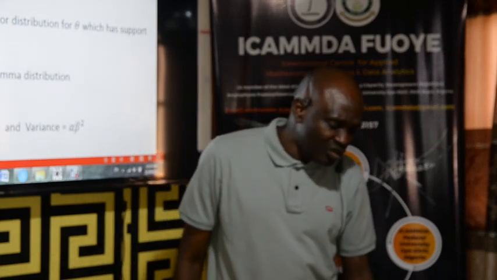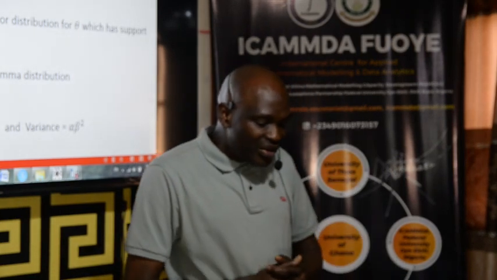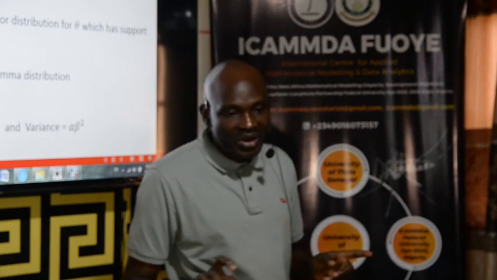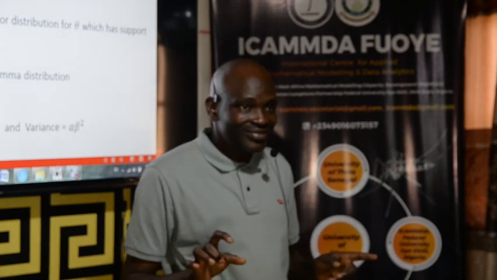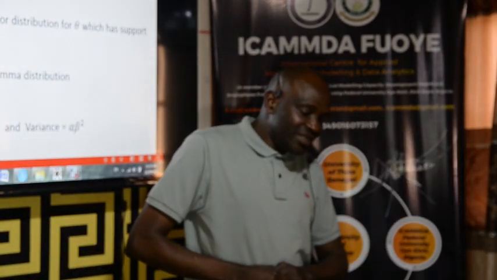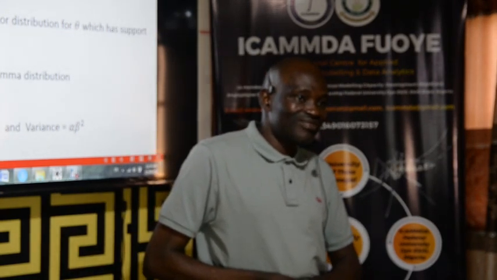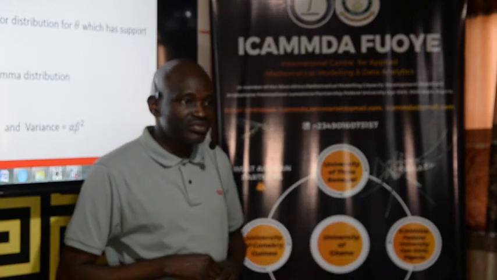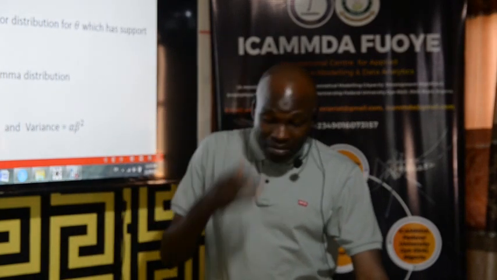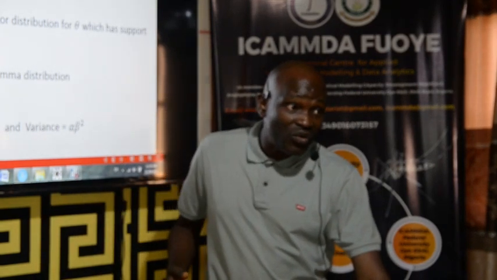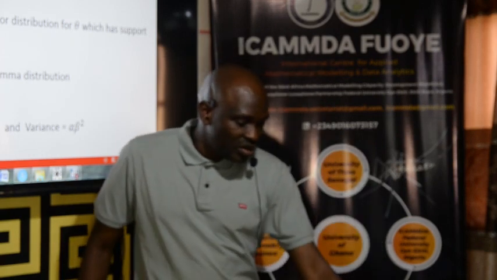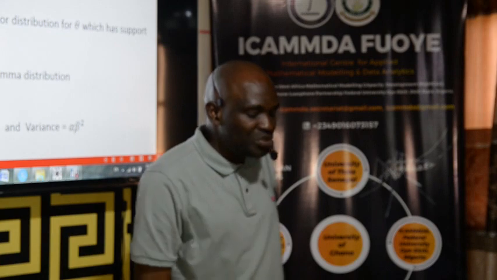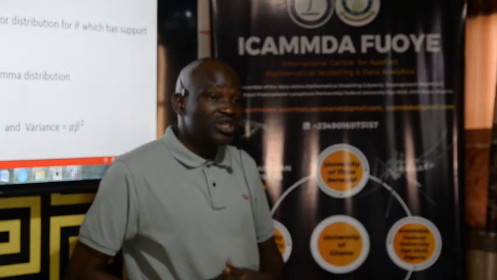So to effect Bayesian analysis, we need a prior distribution for theta which has support on the positive real line. In that case, we can choose the gamma distribution. The gamma distribution will give you a non-negative one. So we can use the gamma distribution for that. And this is the probability density function for the gamma distribution, which also has the mean alpha multiplied by beta.